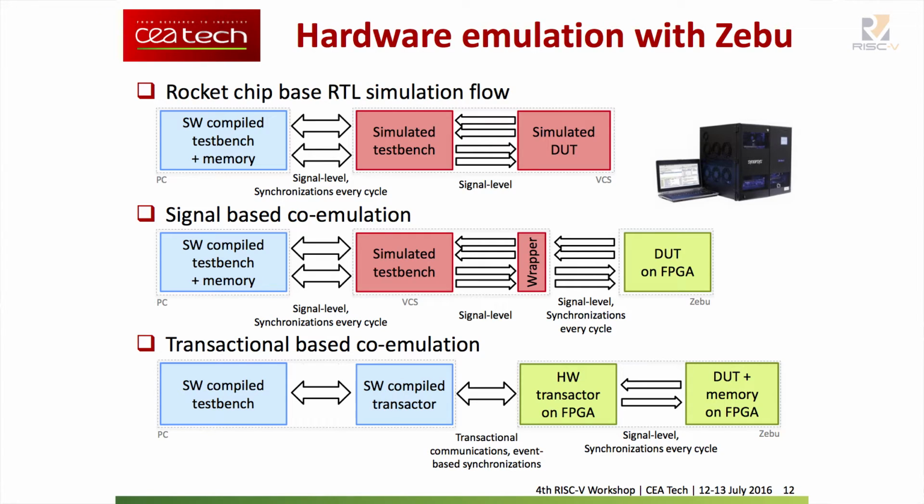And we weren't able to add the heterogeneous part in it. That's why we moved to emulation on Synopsys ZeBu emulators. So here is the standard way of performing simulation with Rocket Chip. We have a compiled test bench in software, then a simulated part with VCS or ModelSim, and this part is the one that is really slow. So the first step was to move the design onto the emulator by just adding a wrapper to the test bench.